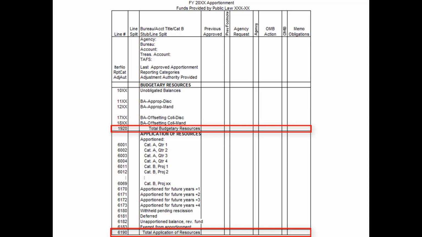This is the end of Module 2. You should have an understanding of the overall structure of the SF-132, or apportionment schedule, and you should be able to identify most of the appropriate lines to use in preparing an apportionment. I strongly encourage you to familiarize yourself with the relevant sections of OMB Circular A11, especially Section 120 and Appendix F. In Module 3, we'll discuss the rest of the apportionment. This includes footnotes and other documentation in support of the request.